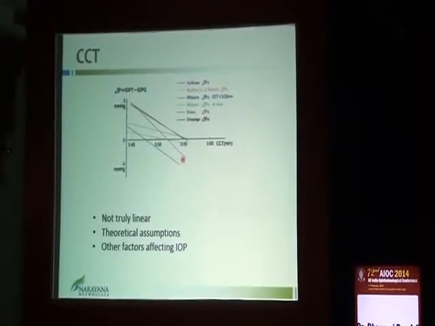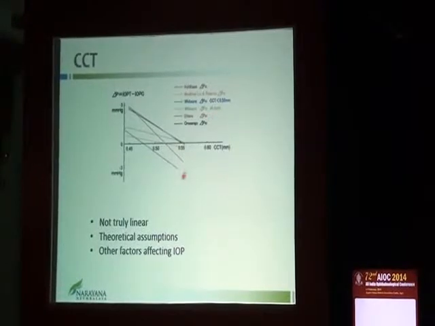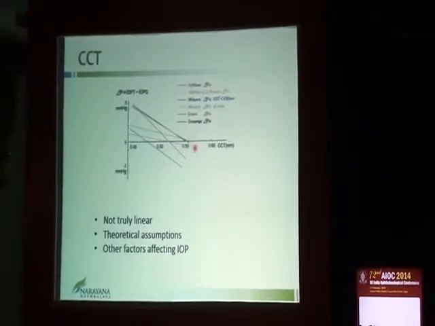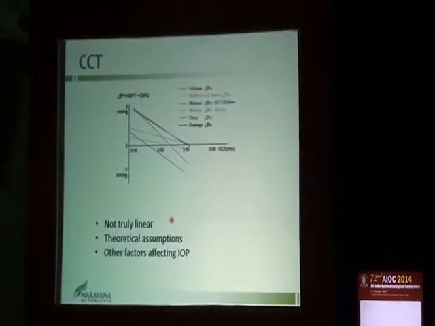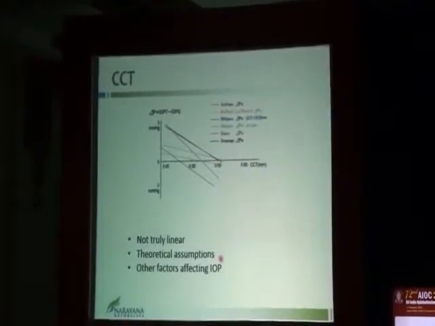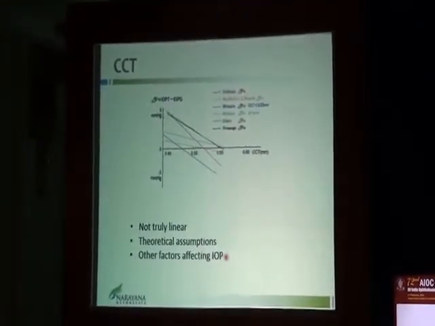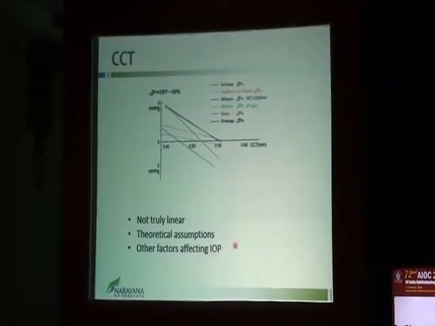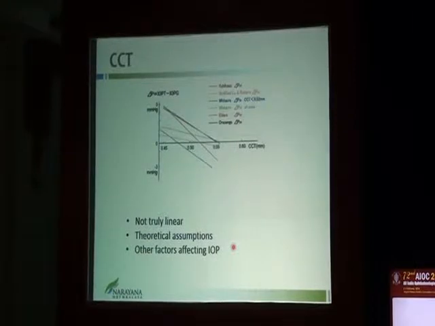But the reason none of the algorithms truly work is that the relationship between the central corneal thickness and the intraocular pressure is not truly linear. They are based on theoretical assumptions, and also because they don't take the other factors which can affect the intraocular pressure into consideration.